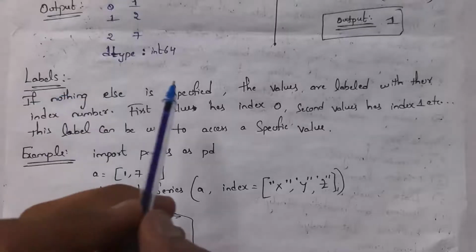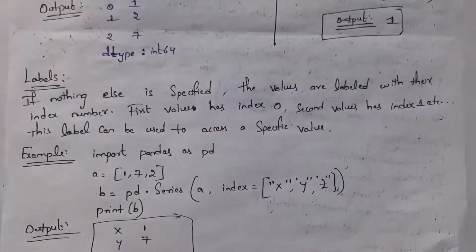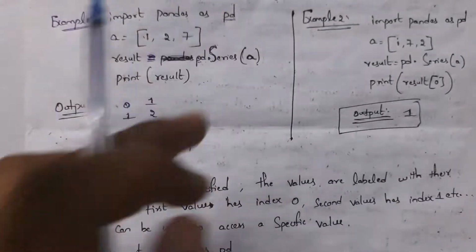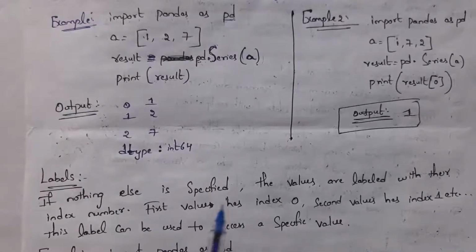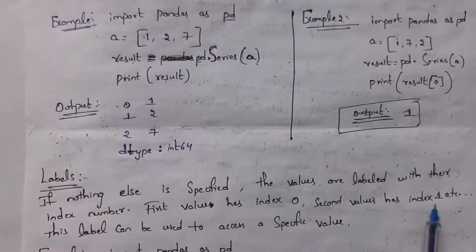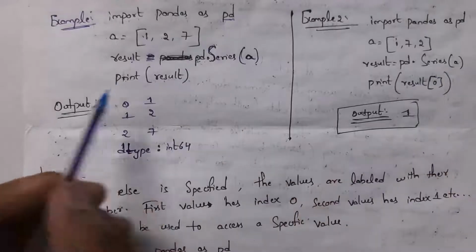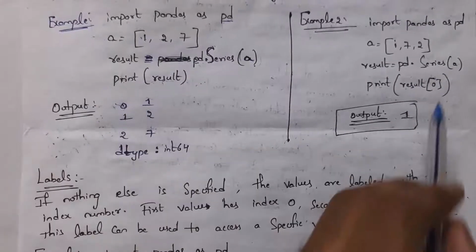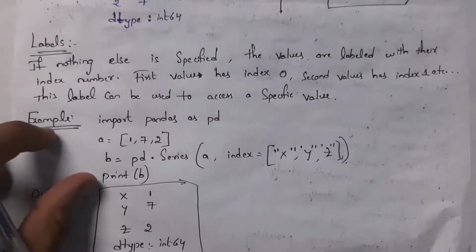If nothing else is specified, the values are labeled with their index numbers. If you observe this example, in this example we did not specify anything. So here values are labeled with index numbers. First value has index number 0, second value has index number 1 and so on. This label can be used to access a specific value. If you consider this example, this label 0 is used to access this value 1. This is one more example by using labels.